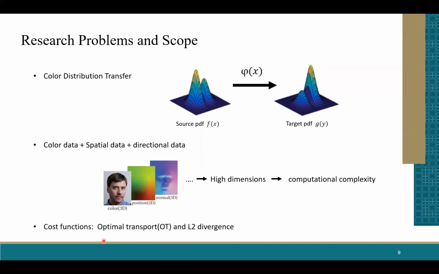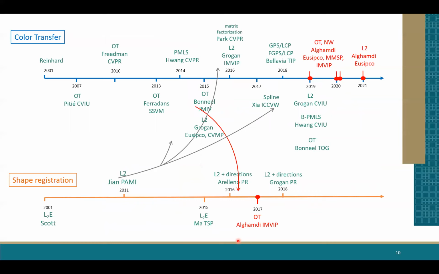However, optimal transport has not been investigated in high dimensions, and L2 divergence-based algorithms do not scale well in high dimensional space. This slide shows the landscape of publications in related fields and our contributions.